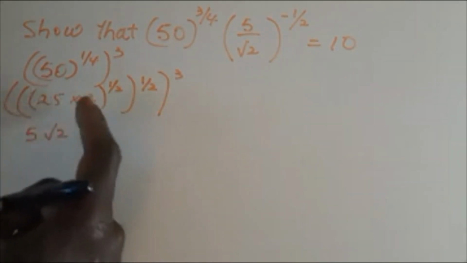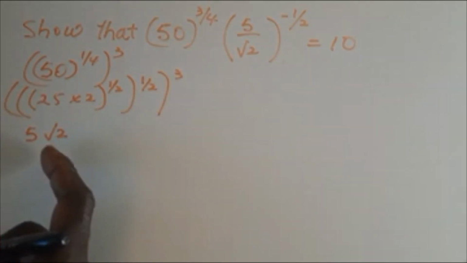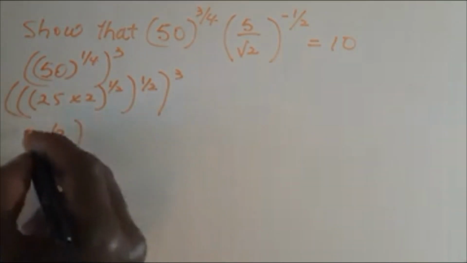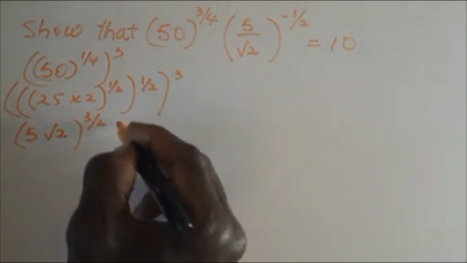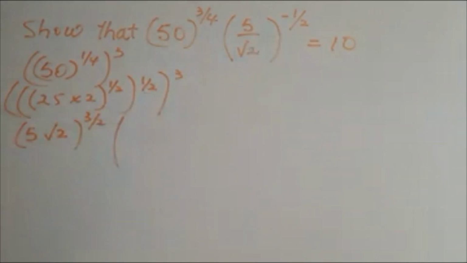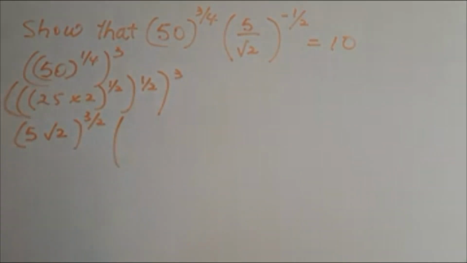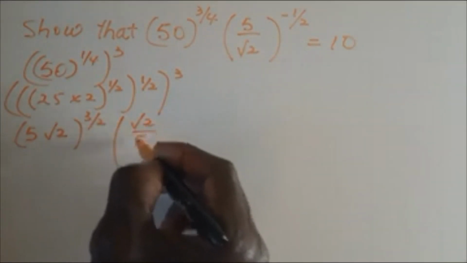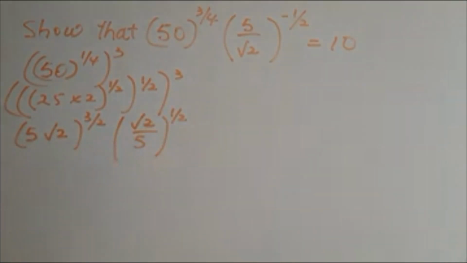So we simplify these inner brackets, and so we have 5 root 2, and then we have 3 times the half. So this now is raised to 3 over 2. Now this, we want it to be a positive index, so we'll just write the inverse of this, which is root 2 over 5 raised to half. That's equivalent.